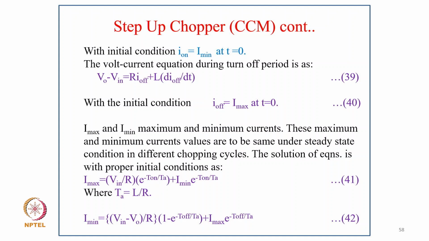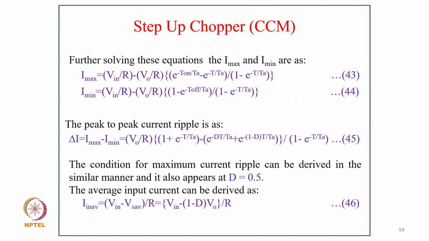Thus the solution of the equation with the proper initial condition is I_max equal to V_in upon R into (1 minus e to the power minus T_on upon Ta) plus I_min e to the power minus T_on upon Ta, where Ta equal to L upon R, and I_min is (V_in minus Vo) divided by R, in bracket 1 minus e to the power minus T_off upon Ta, plus I_max e to the power minus T_off upon Ta.